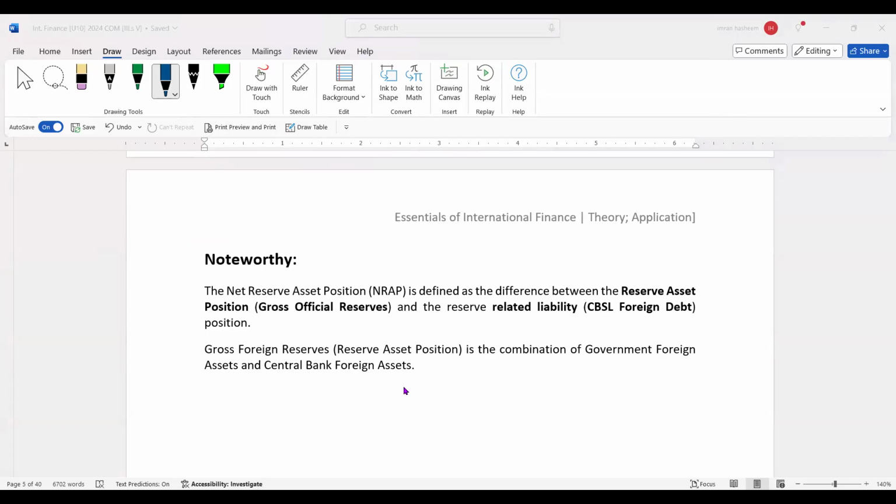Okay. The net reserve asset position, NRAP, is defined as the difference between the reserve asset position, that is the gross official reserves of the government, and the reserve asset related liabilities, the CBSL foreign debt position. So that is the 3 minus 6 part, right? Then gross foreign reserves, the reserve asset position, is the combination of government foreign assets and central bank foreign assets. That part also we did, the 1 plus 2 part, right?